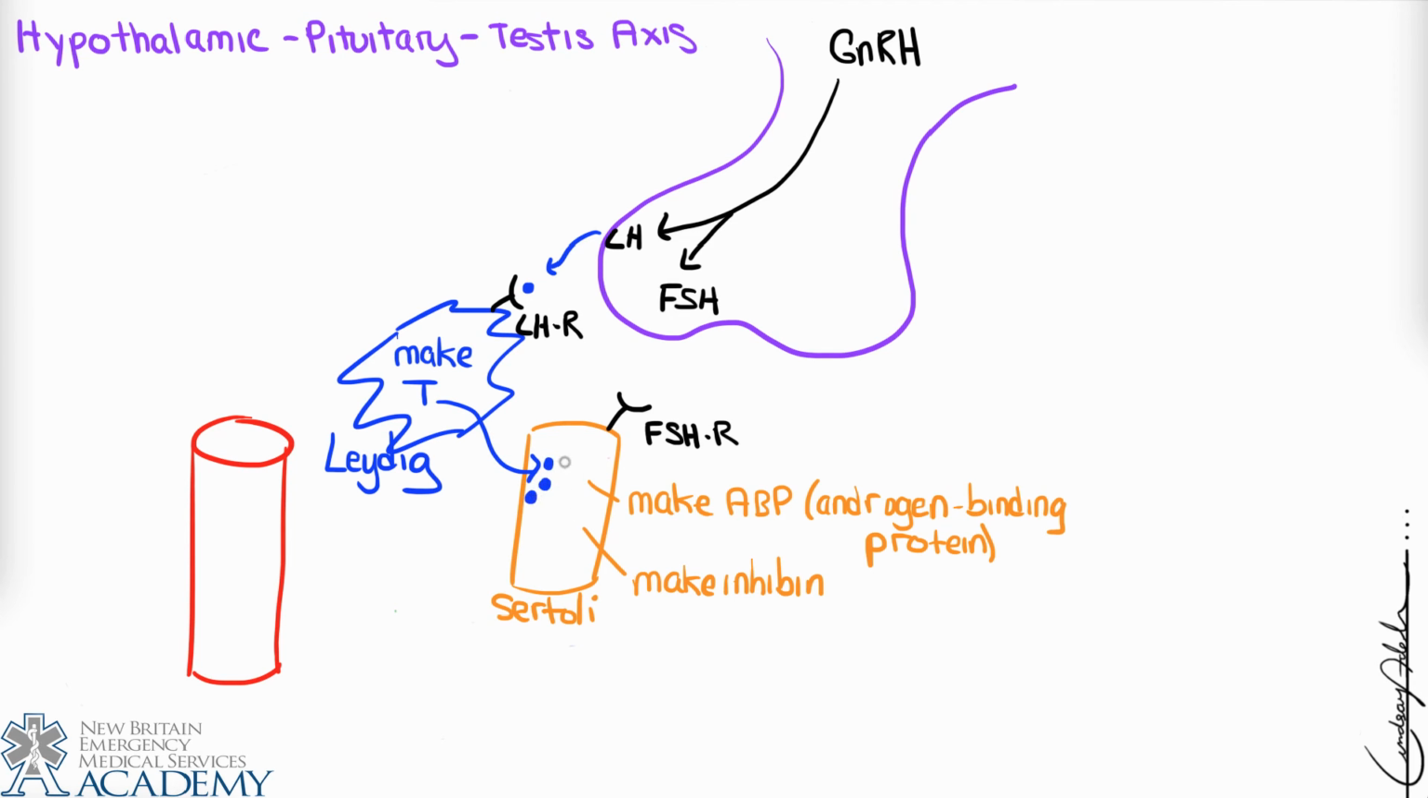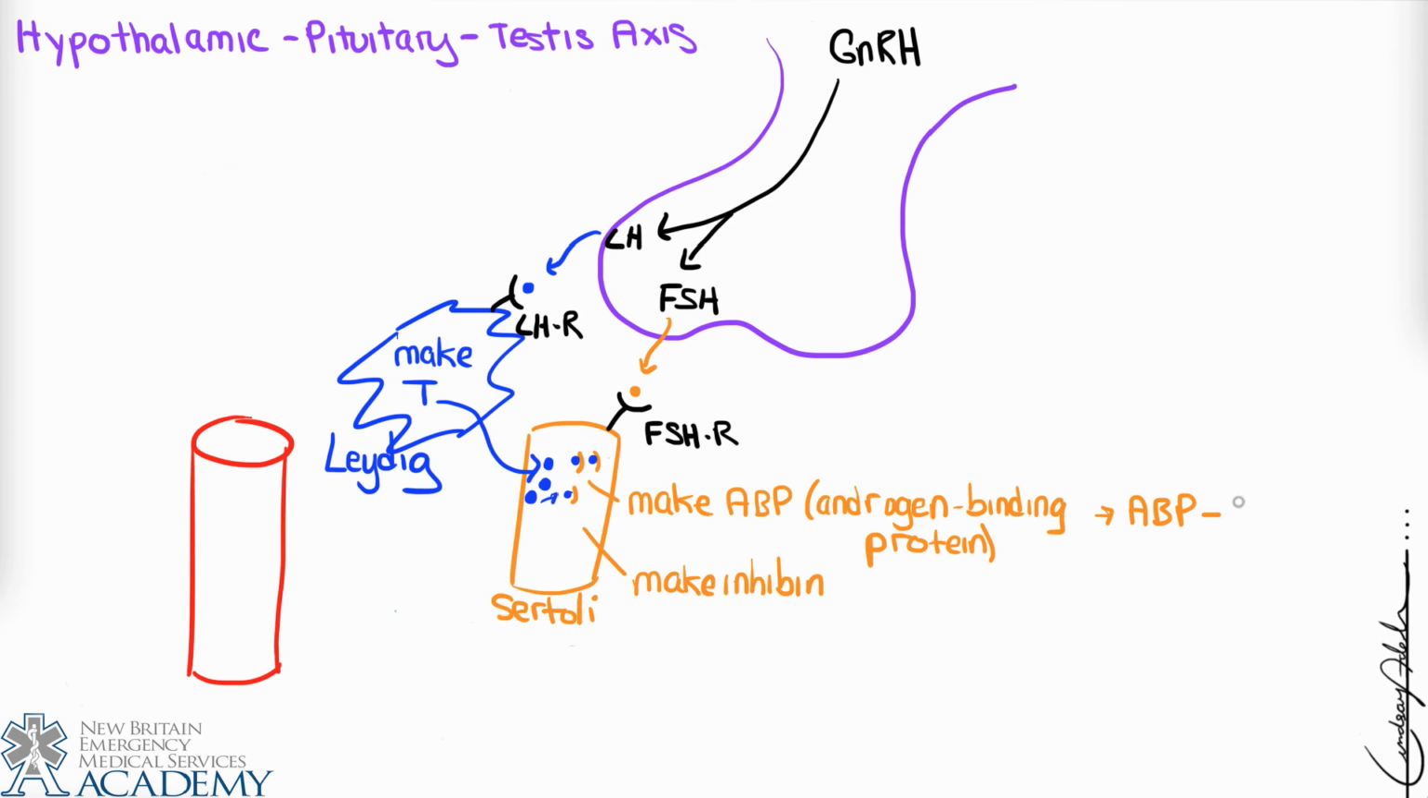Some testosterone will move, and of course, testosterone is a steroid, so it's lipid soluble, so it's going to move from the Leydig cells into the Sertoli cells just by passive diffusion. When the testosterone enters into the Sertoli cells, the ABP is going to bind the testosterone. So this is important because it allows for the testosterone level to remain high inside the Sertoli cell.